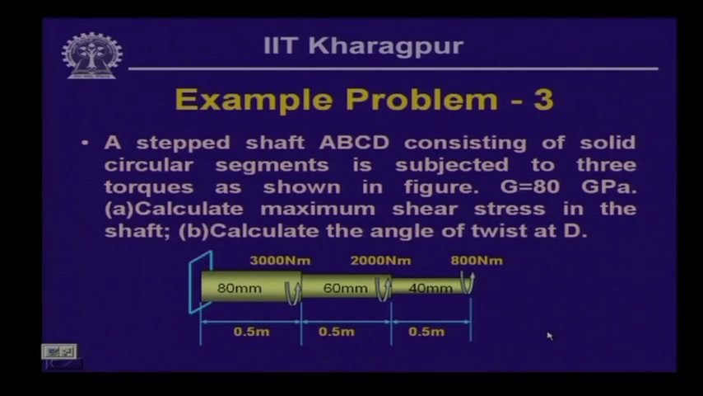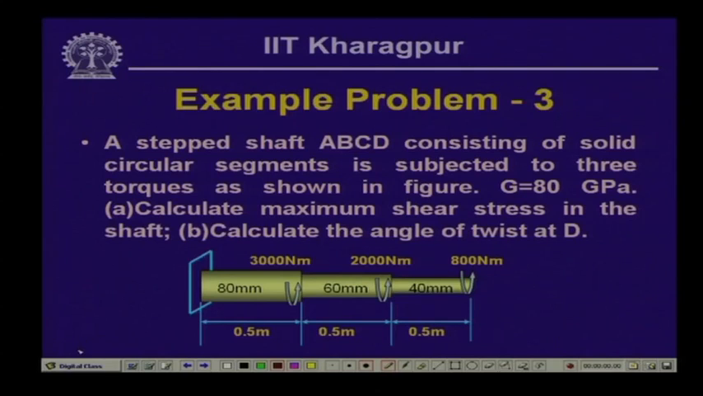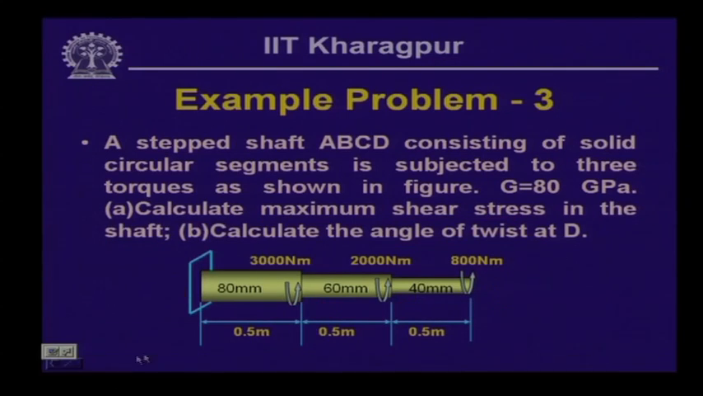Well, we have another example for you. Now, a step shaft ABCD consisting of solid circular segments is subjected to 3 torques. Now, this is A, this is B, this is C and this is D, subjected to 3 torques as shown over here, and the value of G is given. You will have to calculate the maximum shear stress in the shaft and calculate the angle of twist at D. Now, look into this example, I will be discussing it next time.